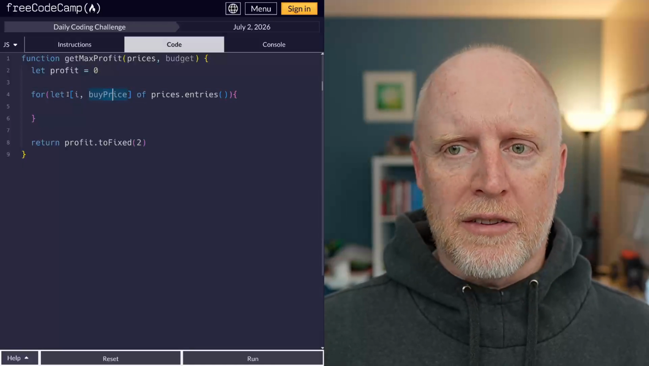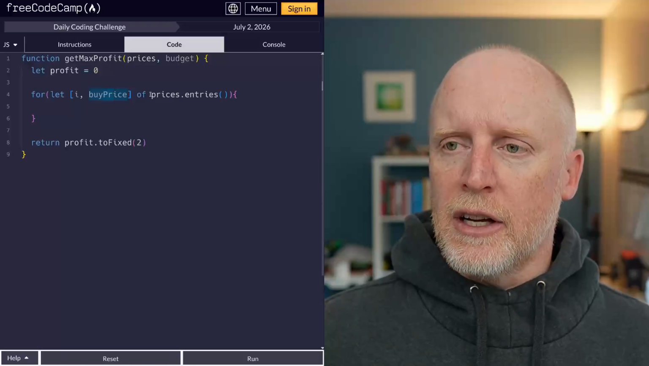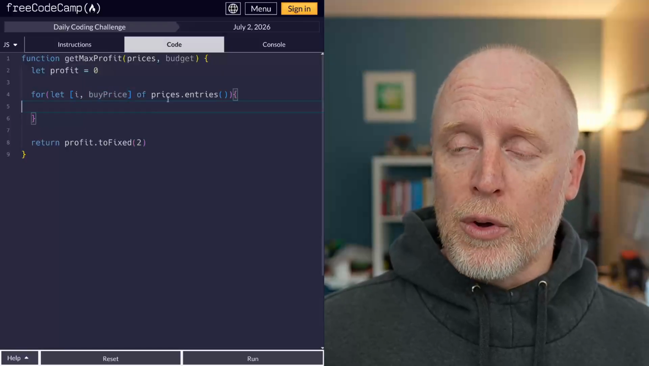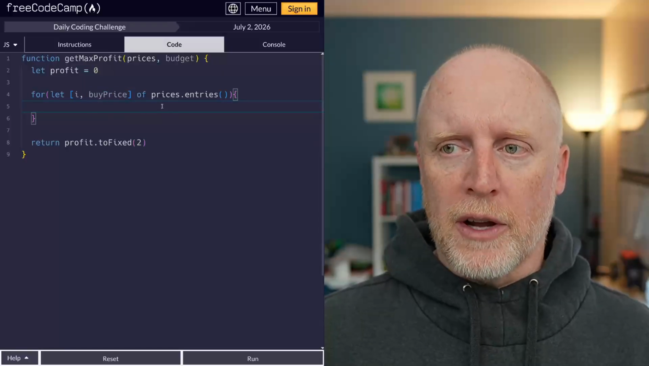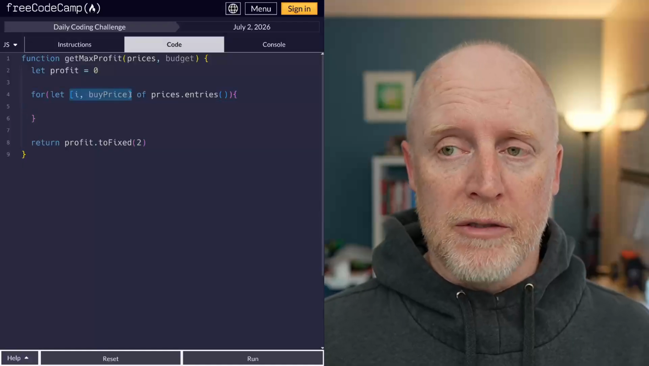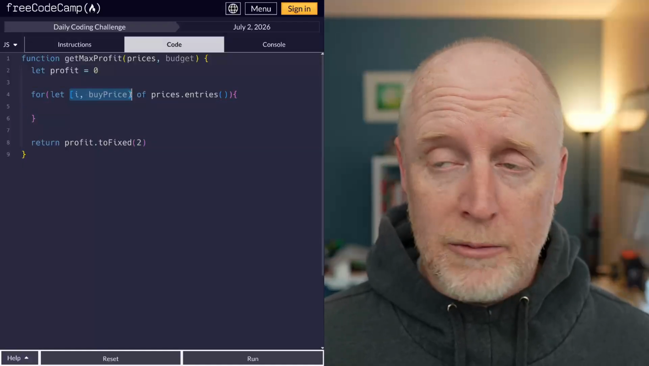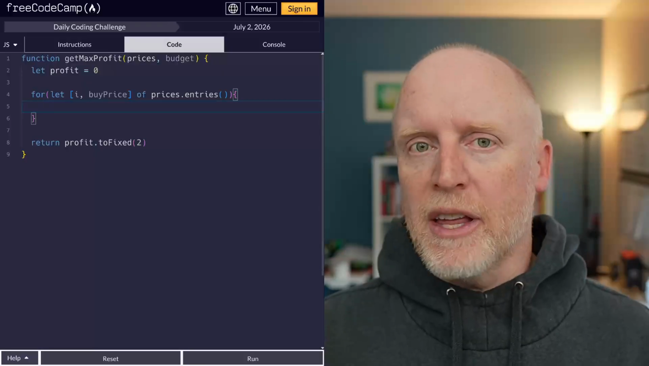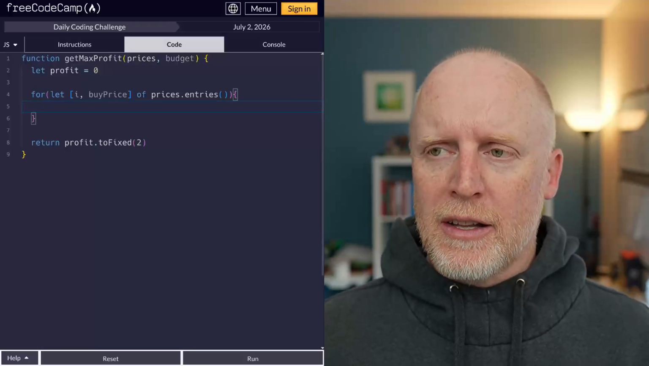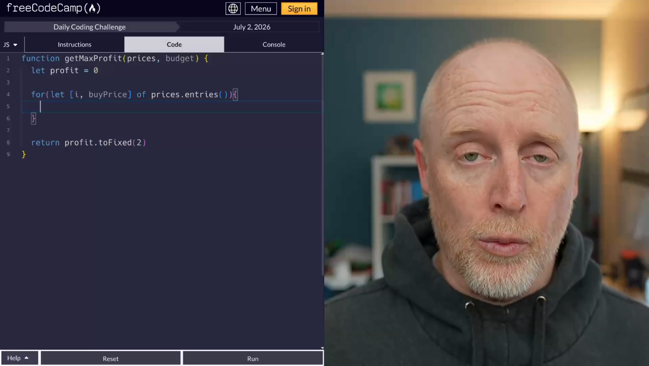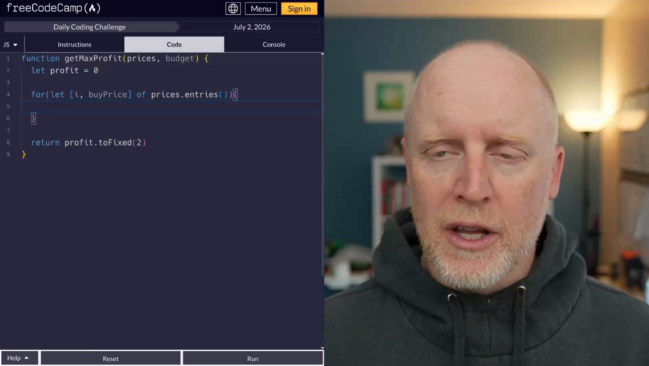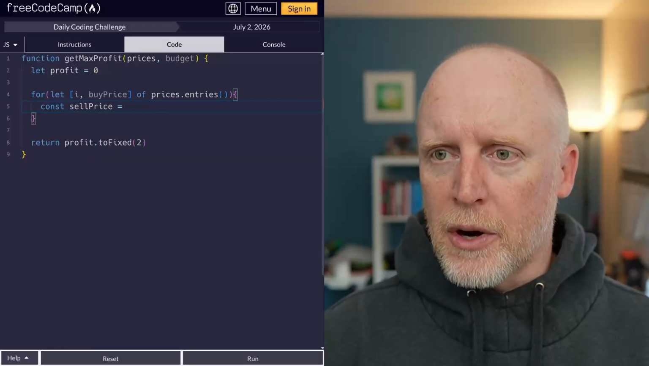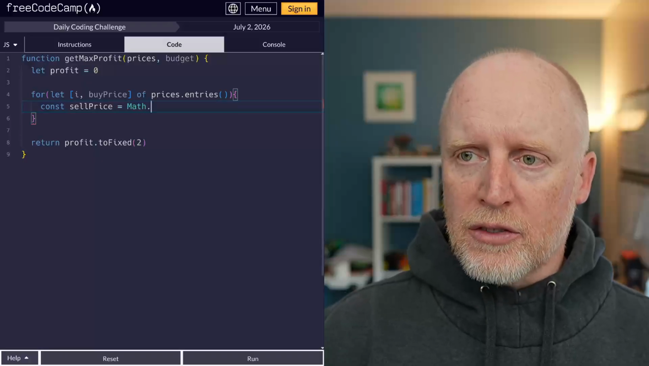Could we go let I equal 0, I less than prices, I plus plus? Yes. But then right after it, right on this line, we would have to go const price equals prices[I]. So this is kind of a little bit of a cheat where we get there faster, okay? We still need that I though, because we want to get everything after this. Again, we can't sell before the current price. We can only sell after the current price. So for that, we have the sell price, okay? And the sell price is going to be math.max, okay?